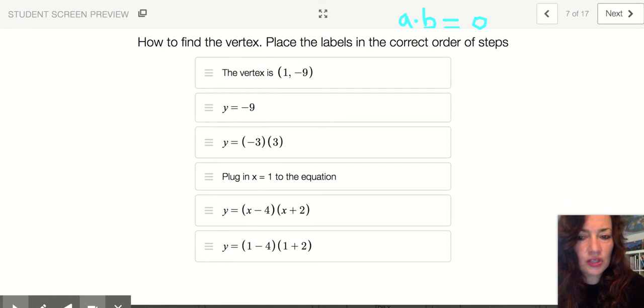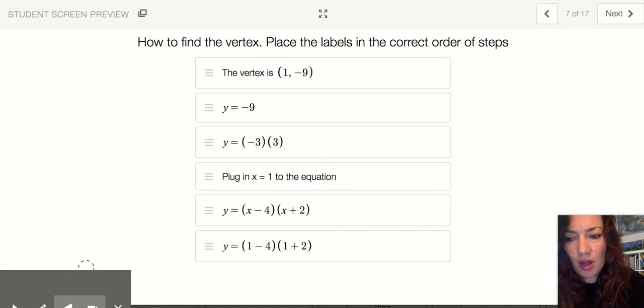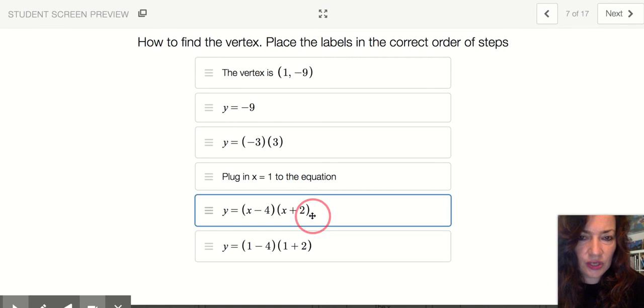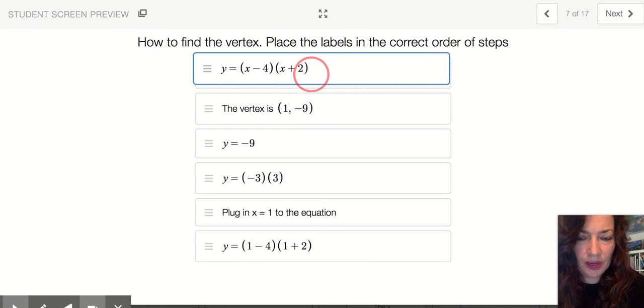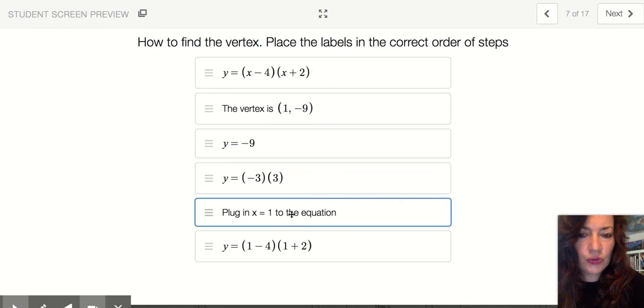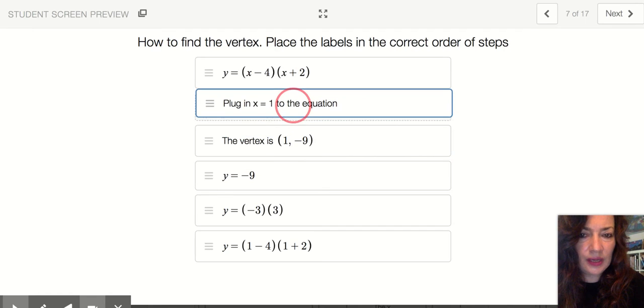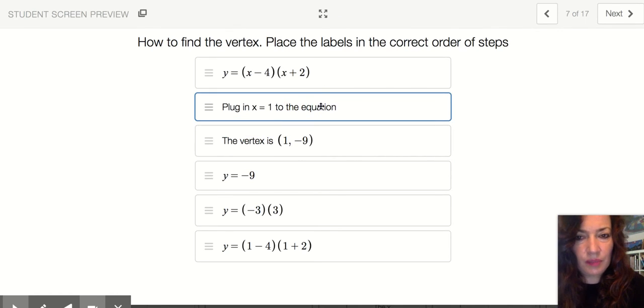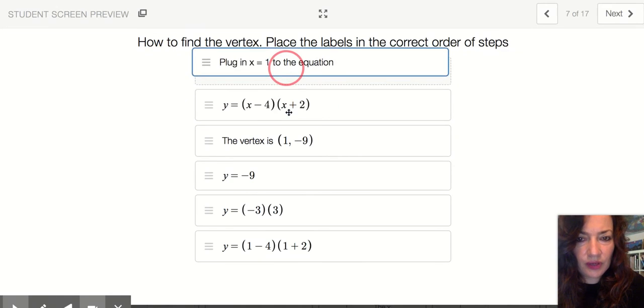So this is actually asking us to place the steps in the correct order for plugging in x equals 1 into the equation. All right, so the first thing we're going to do is look for the equation. Here's our equation in intercept form. I'm going to move it up here. Then we're going to plug in x equals 1 into this equation. Now, the order in which you put these two doesn't really matter.